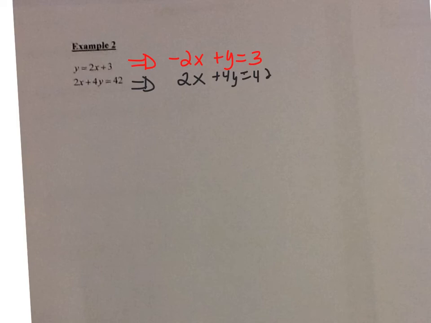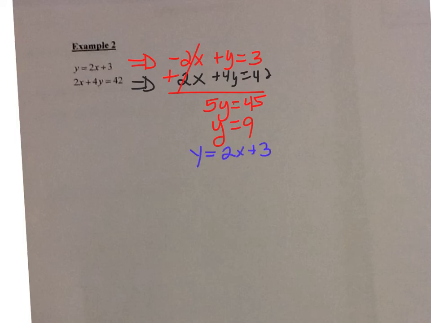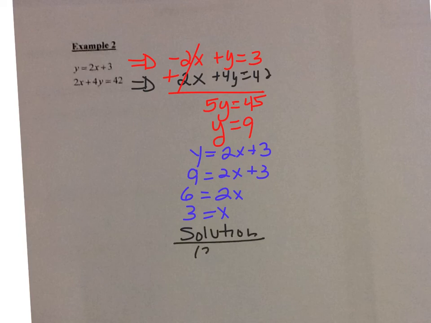So let's look at our pair. So I notice here that my x's are opposites, so all I have to do now is add them. So my x's cancel. So I have y plus 4y is 5y equals 45. Divide by 5, y is equal to 9. So now I'm going to plug y in to get x. So I'm going to plug it into the top equation. y equals 2x plus 3. 9 equals 2x plus 3. Minus 3, 2x equals 6. Divide by 2, x is equal to 3. So my solution is 3, 9.